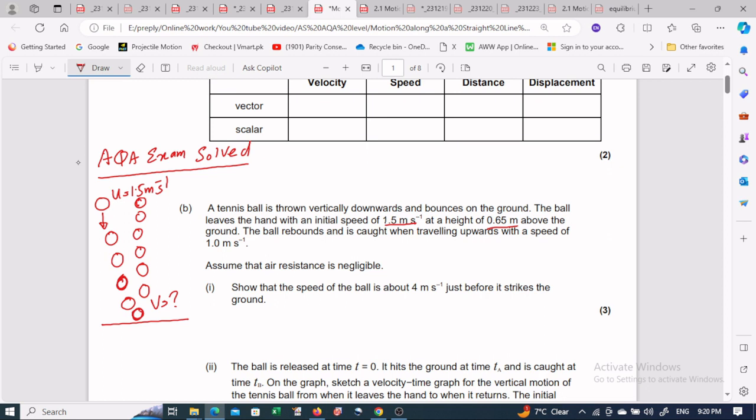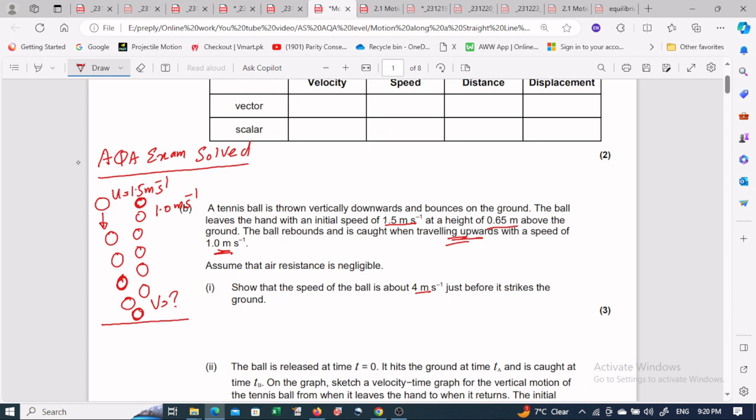When it reaches the same height, it travels upward with the speed of 1.0 meter per second. So after returning, its speed is 1.0 meter per second. Assume the air resistance is negligible. Here we assume that air resistance is very low, meaning we ignore the air resistance. Show that the speed of the ball is 4 meter per second just before striking the ground. So we have to find the speed v before striking the ground.